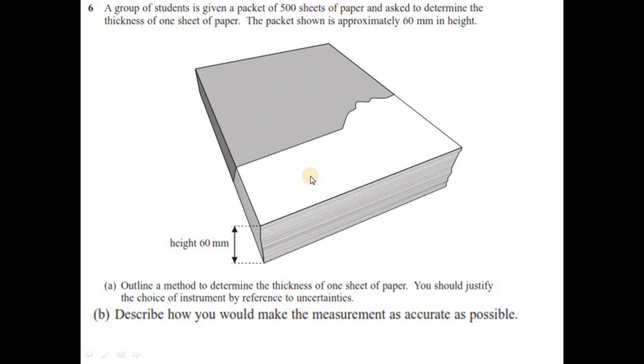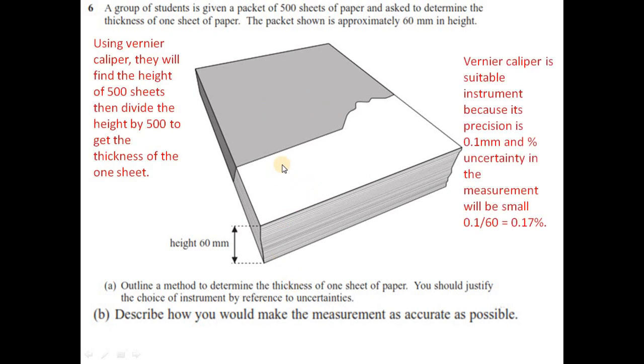So you can reframe all these things as follows. I hope you will be okay. The vernier caliper measures the total height of the 500 sheets; divided by 500, you get the thickness of one sheet. It is suitable because the precision is 0.1 millimeter and it has a small percentage uncertainty, which is 0.1 upon 60, only about 0.17%. So that's why it is a good choice.